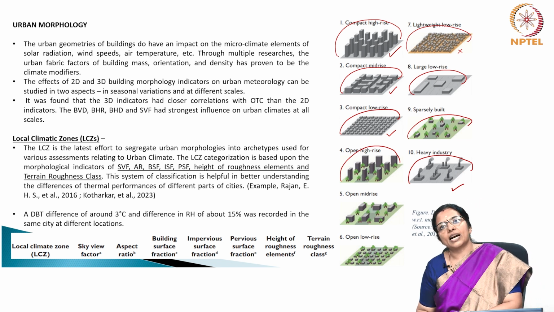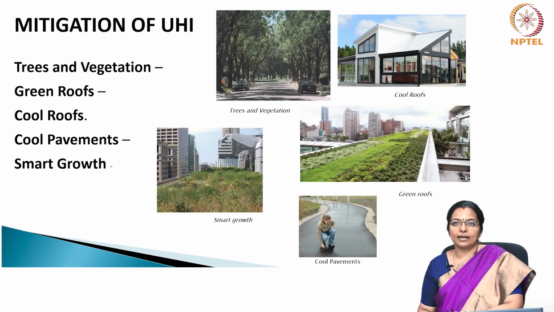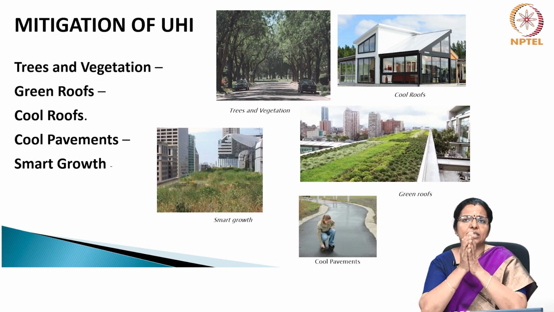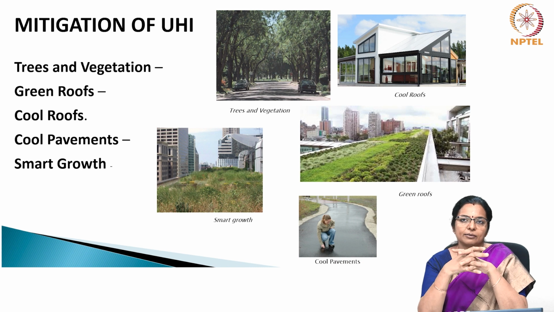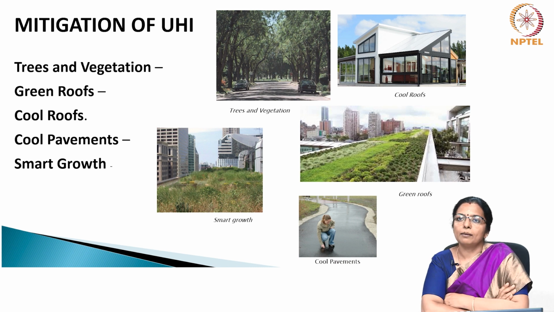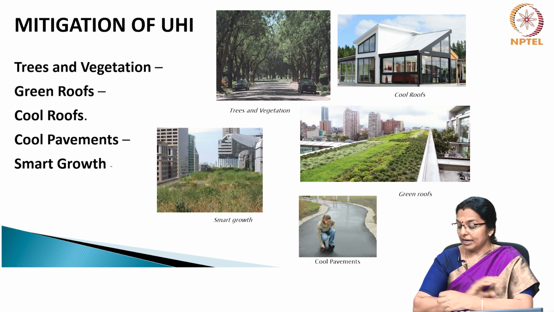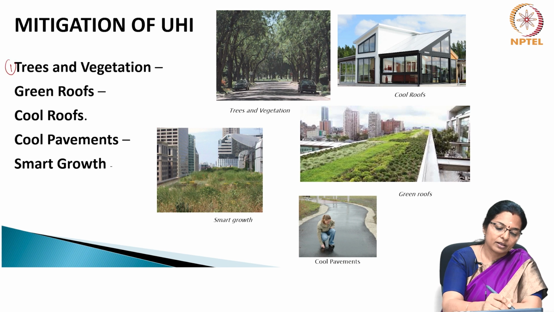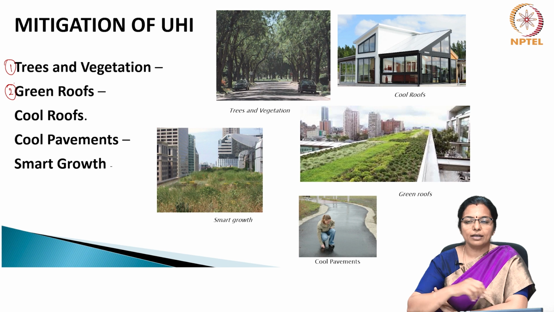Let us now look at the strategies for mitigating urban heat island. First and most important is trees and plants. By providing shade and cooling through evapotranspiration, an increase in tree and plant cover decreases air and surface temperatures. Additionally, plants and trees help prevent erosion and lessen stormwater runoff. Second is green roofs. We will be looking at green roofs in a little more detail later.